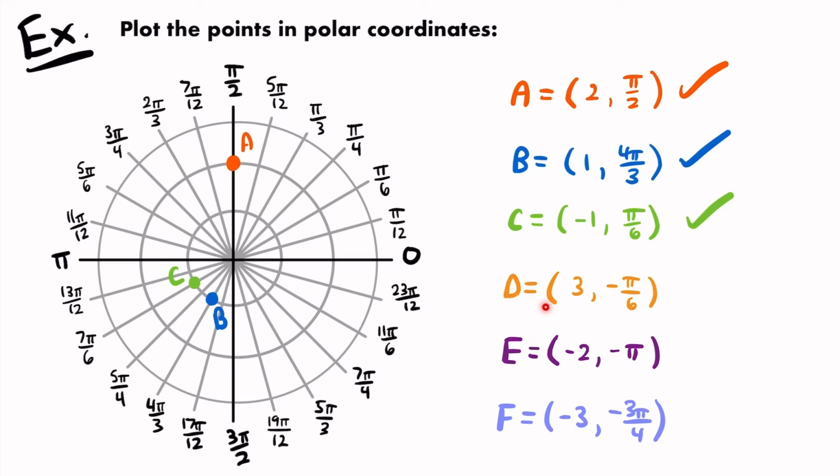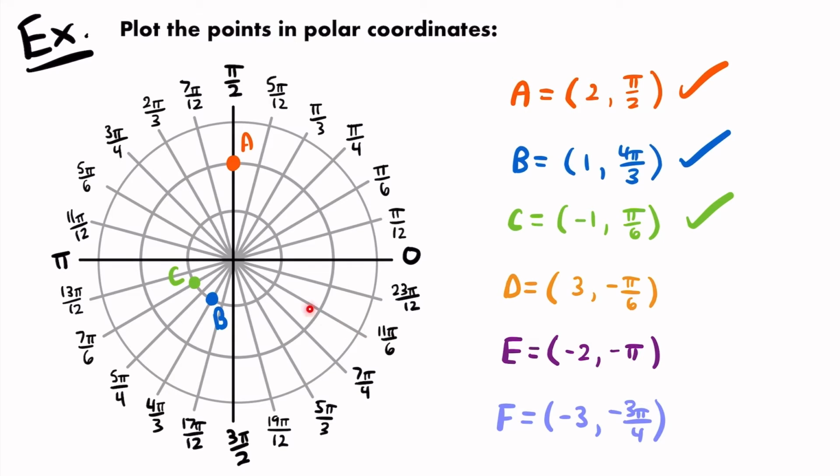Point D is equal to 3 comma negative pi divided by 6. All right, now in this case, our angle is negative, so instead of measuring the angle in the counterclockwise direction, we're going to measure it in the clockwise direction. We're going to measure it below the polar axis. So if we have negative pi divided by 6, we are going to measure that angle pi divided by 6 below the polar axis. So that will take us to this angle right here, 11 pi divided by 6. Right, pi divided by 6 in the positive direction would take us to this angle, and so negative pi divided by 6 will take us in the opposite direction to this angle.